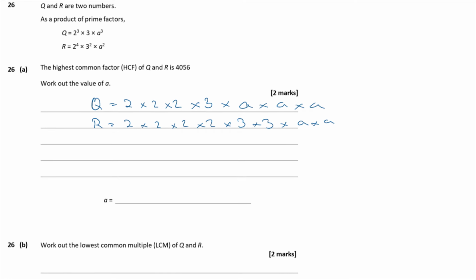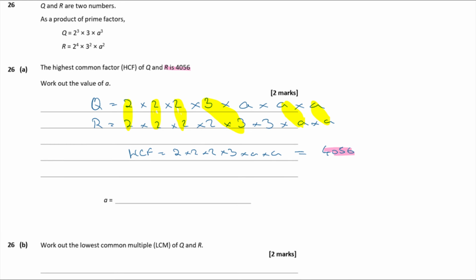So what do they have in common? What's in both? I've got a 2, a 2, a 2, a 3, an A, and an A in common. I've got some more A's, 2's and 3's, but there isn't one in the other number to pair them up with. So the HCF is all those prime factors multiplied together: 2 times 2 times 2 times 3 times A times A, and we know that's equal to 4056 because it told us in the question.